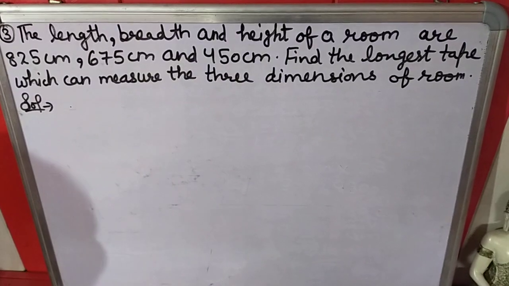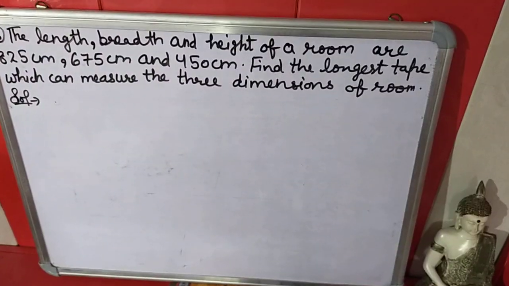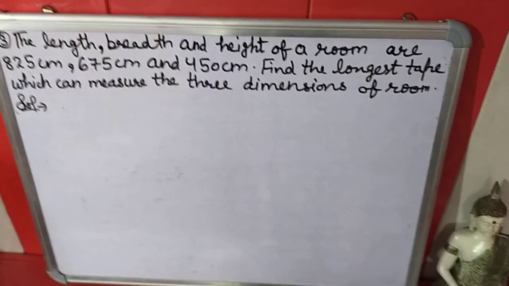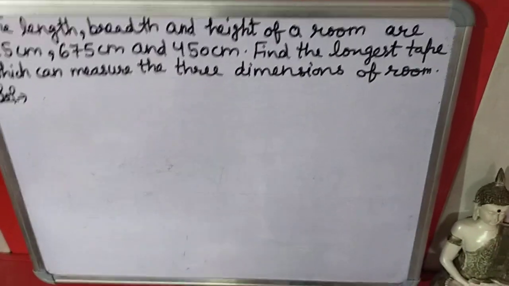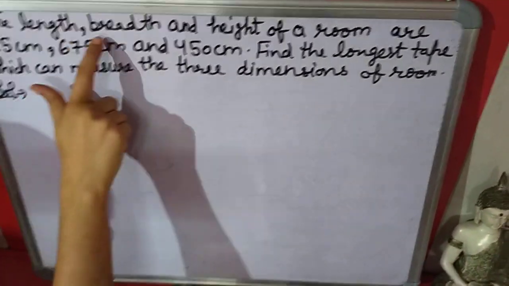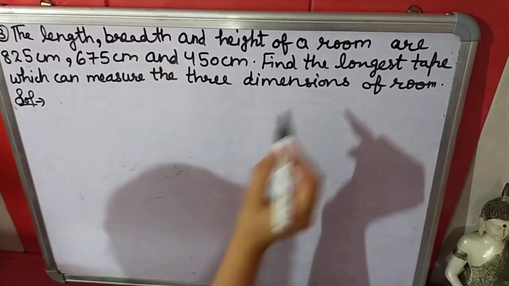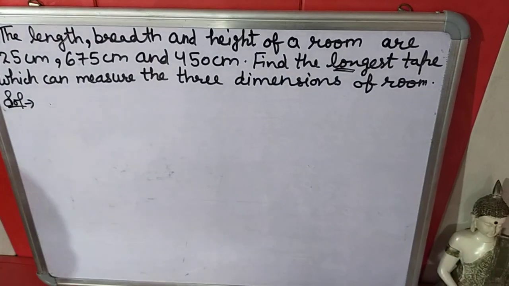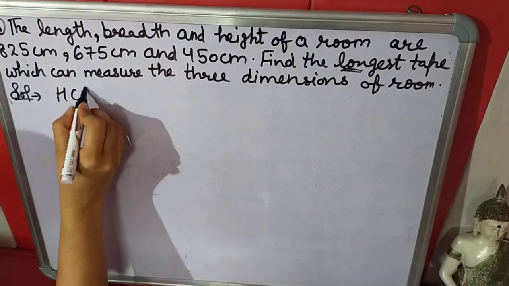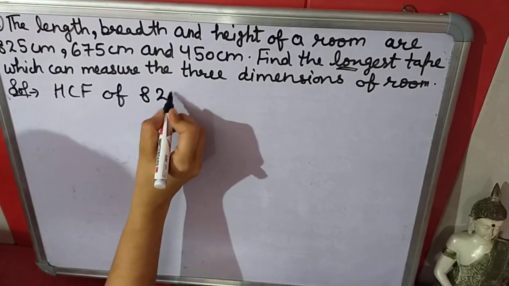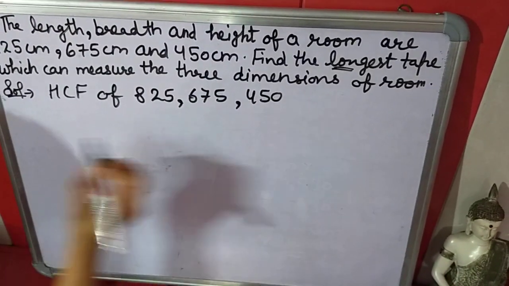Third question is, the length, breadth and height of a room are 825 centimeter, 675 centimeter and 450 centimeter. Find the longest tape which can measure the 3 dimensions of the room. 3 dimensions means length, breadth and height. You have to find the length of tape. He is asking longest tape. For longest we will find HCF of these 3 dimensions. So we will write here HCF of 825, 675 and 450.